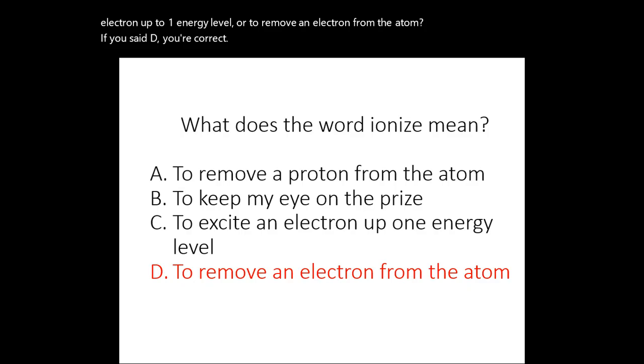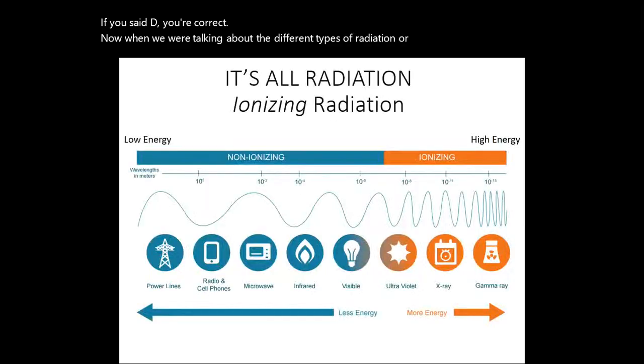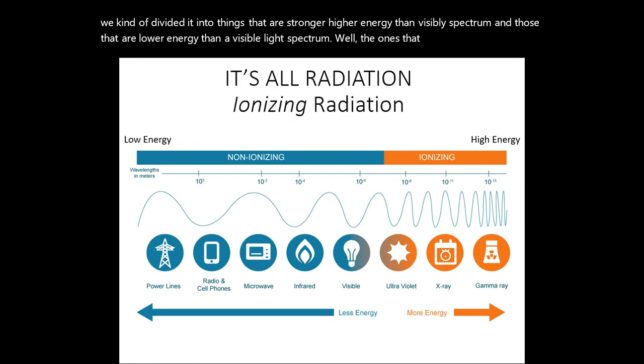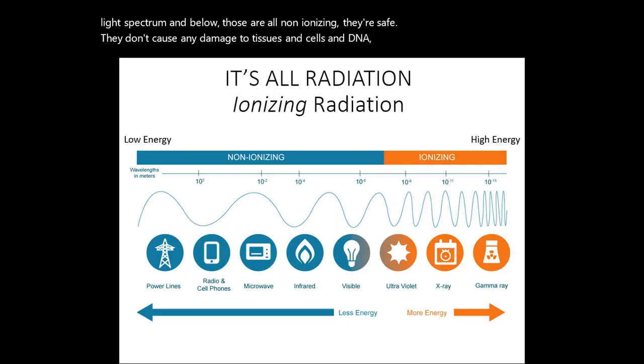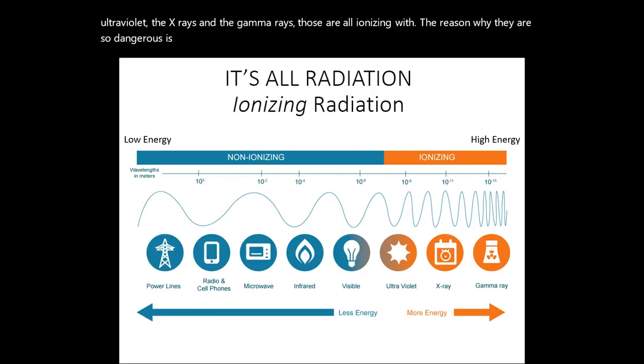Now, when we were talking about the different types of electromagnetic radiation, we kind of divided it into things that are higher energy than the visible light spectrum, and those that are lower energy than the visible light spectrum. The ones from the visible light spectrum and below are all non-ionizing. They're safe. They don't cause any damage to tissues and cells and DNA. But the ones on the top end, the ultraviolet, the X-rays, and the gamma rays, are all ionizing. The reason they are so dangerous is they will remove electrons from the atoms in your body, changing the structure, changing the makeup, and causing possible mutations.